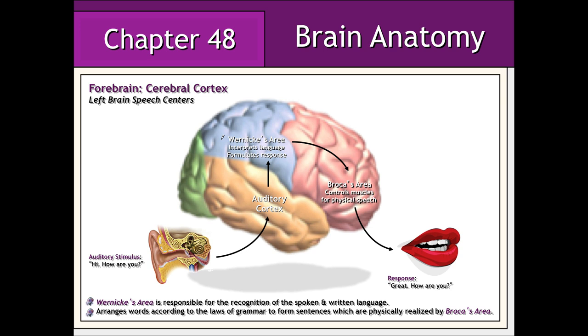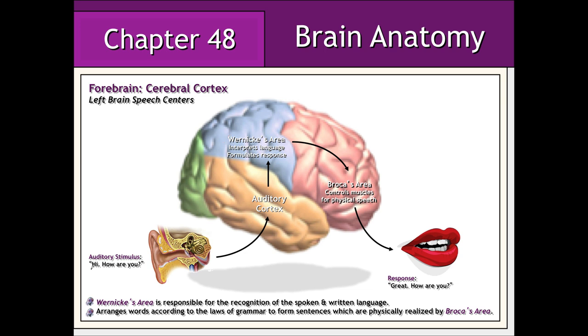With regards to the speech centers that are specific to the left cerebral hemisphere, Wernicke's area, which is found in the parietal lobe, is adapted for the interpretation of the spoken language, whereas Broca's area, which is found in the frontal lobe, is adapted for initiating movements of the muscles in the face, the lips, and the tongue in order to enable an individual to physically form words.